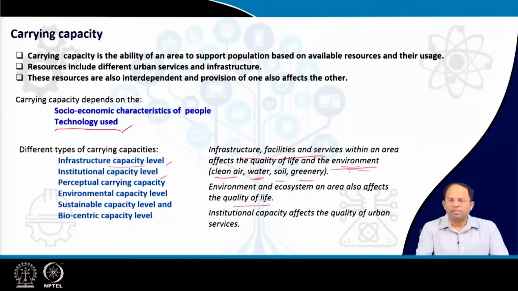So environment is affected by provision of certain infrastructure, whereas environment also changes the quality of life and, vice versa, the number of people it can support. And institutional capacity affects the quality of urban services. If the institutional capacity is not there, I cannot even provide the urban services that need to be provided. So this is how all these are interconnected, and we need to build up capacities in all of them to support each other, right? So carrying capacity is a big part of determining the gap in service provision for a particular area.